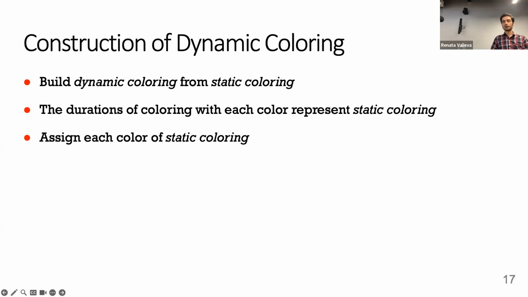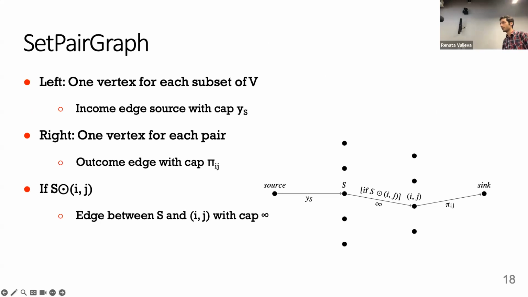So now we say that we want to achieve a dynamic coloring from the static coloring that we have. I mean, at each moment we have an instance of a static coloring, and we want to construct the dynamic coloring from it. So what does it mean? It means that I want to assign each moment of coloring in the static coloring, each moment that we use color, for example, S, to a pair I and J in the dynamic coloring. So we define a new graph here to find this assignment.